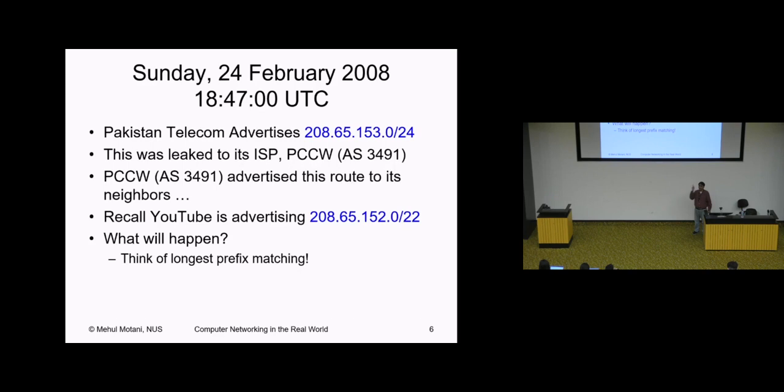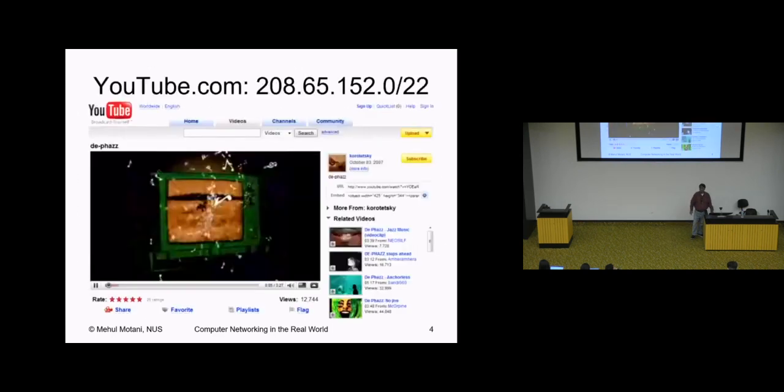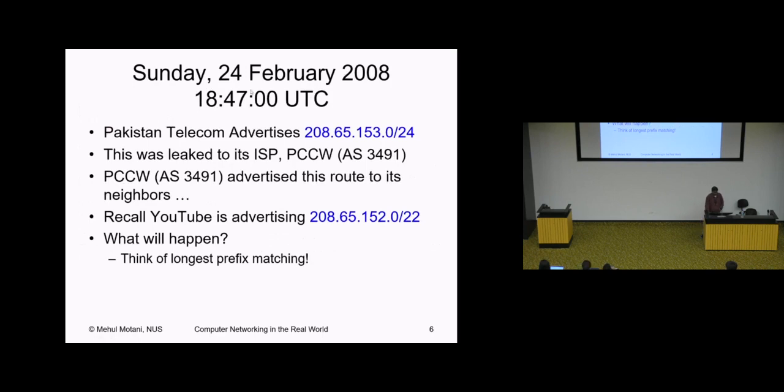208.65.153/24. Now, why would this work? How would this block YouTube? Can anyone tell me? So you have to compare it to this. So what's the important thing here? What's the important number here? /22. What's the important number here? /24. Why is that important?